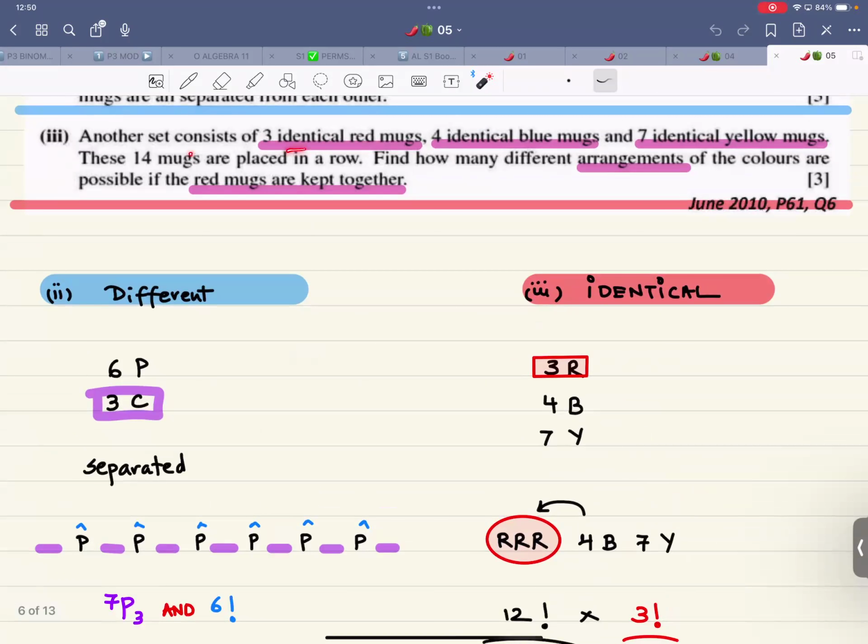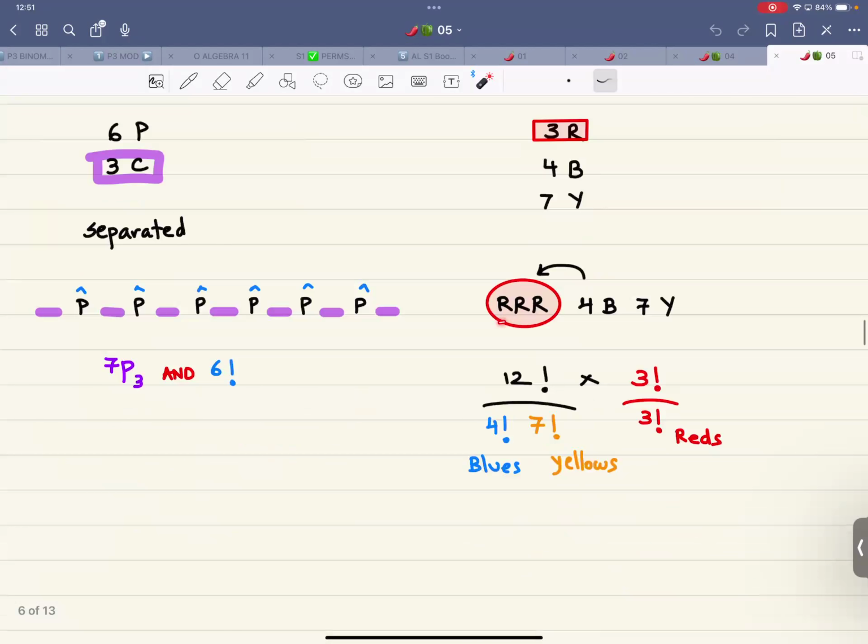The next one. Another set consists of 3 identical red mugs, 4 identical blue mugs, 7 identical yellow mugs. These 14 mugs are placed in a row. Find how many different arrangements of the colors are possible if the red mugs are kept together. So now these 3 red are together. 4 plus 7, 11. 11 plus 1 is 12. That is the numerator. And then 4 factorial for the blues, 7 factorial for the yellows, 3 factorial for the reds.